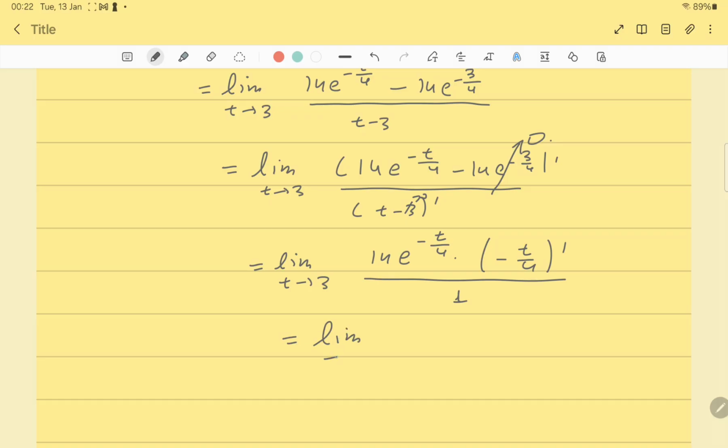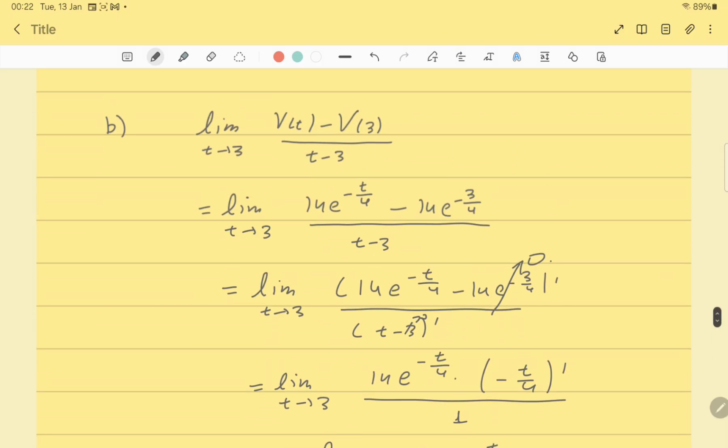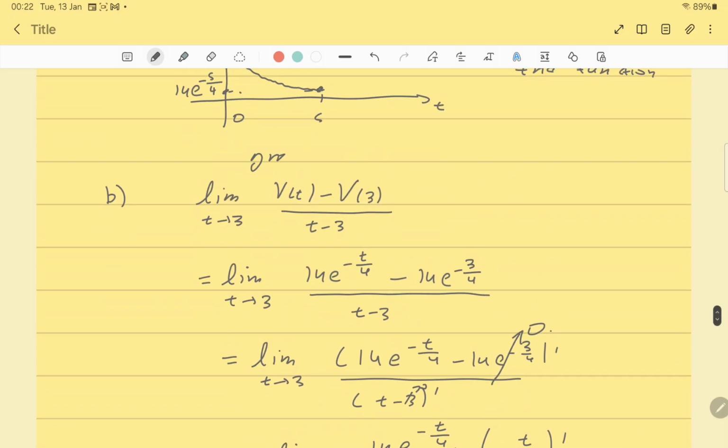So that's going to be the limit as t goes to 3 of 14, and then the derivative of this is going to be minus a quarter, so that's minus 14 over 4 e to the minus t over 4, and then plug t equals 3 back in. It's going to be minus 14 over 4 times e to the minus 3 over 4. That is the gradient at t equals 3.